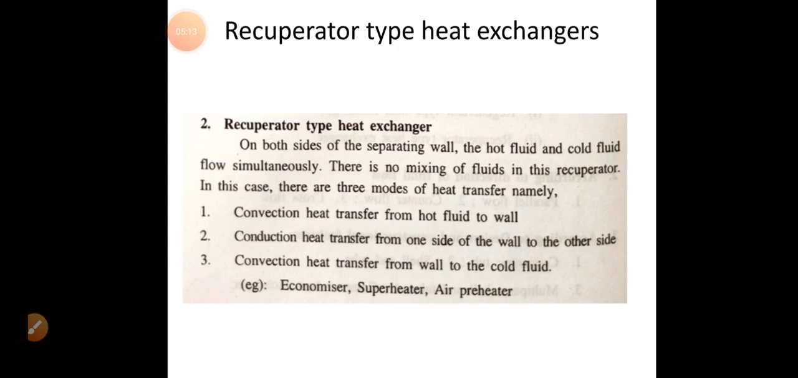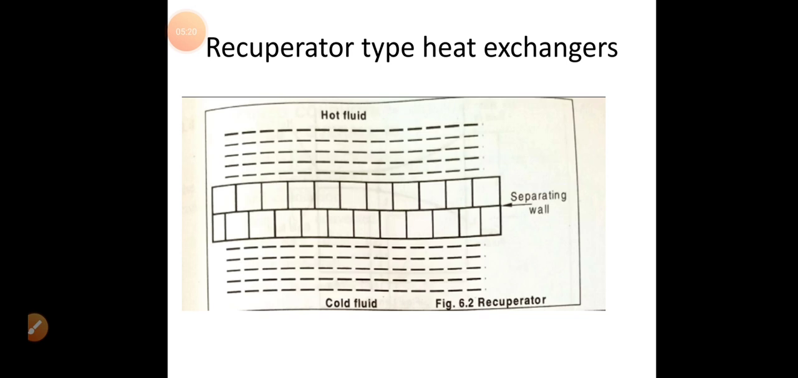The second type is a recuperator type heat exchanger. Here the hot and the cold fluids are separated by a separating wall. In this type, there is no mixing of fluids. There are three modes of heat transfer. They are convection heat transfer from hot fluid to the separating wall. Second one, conduction heat transfer from one side of the wall to the other side. Third one, convection heat transfer from the wall to the cold fluid.